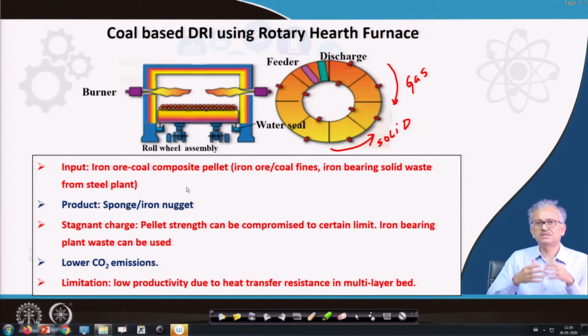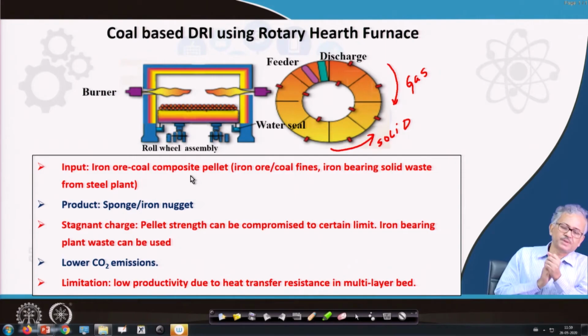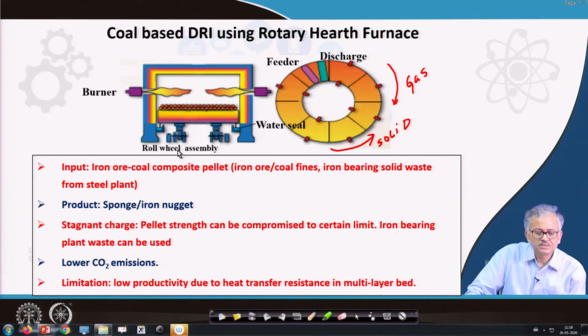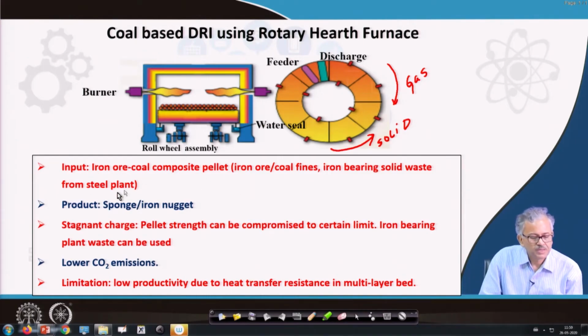So, it is a chain reaction. As a result, you can reduce the iron ore. So that is the function. That is the way the reduction takes place. And the final product is sponge iron or iron nugget. I will talk about that.